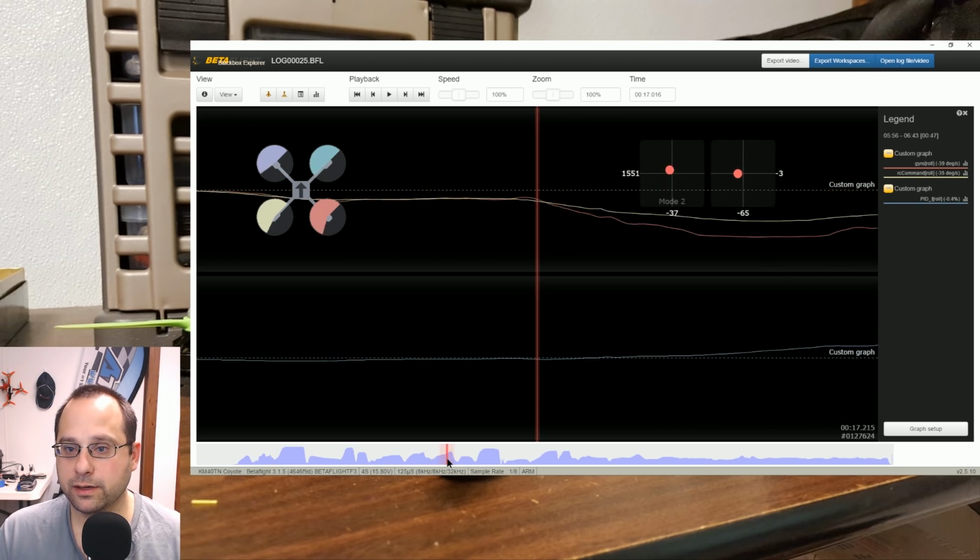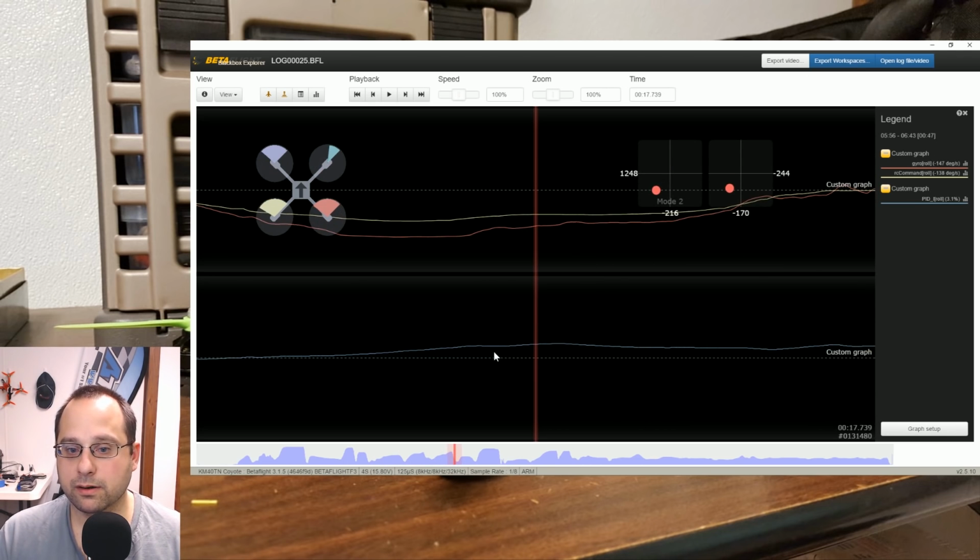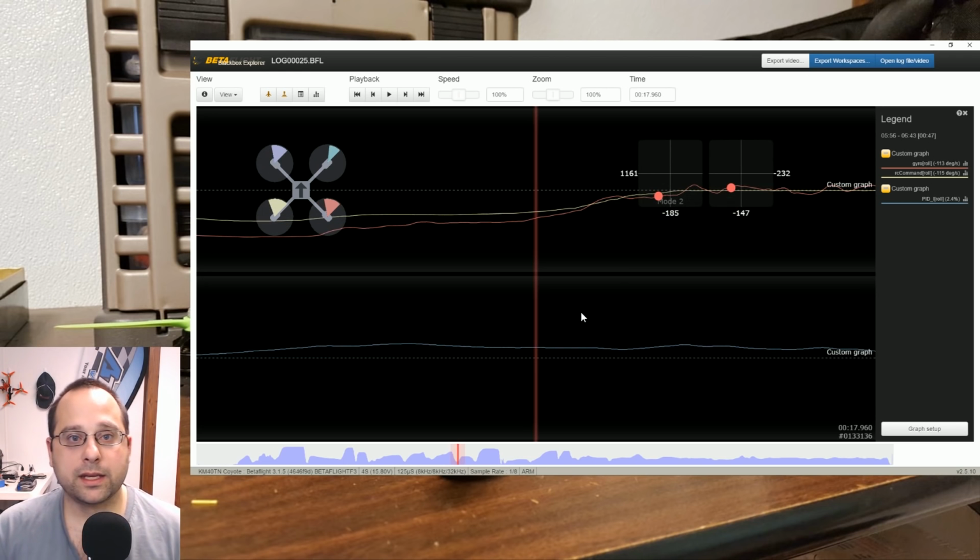Can I have a left turn? There's a left turn. As we go into the left turn, we do see the I term go positive. Again, it's fighting it. So in as much as we could try to characterize what this copter is doing, we could say that when we're doing these turns, the I term tends to oppose the move. And what that tells us is that the CG is high.